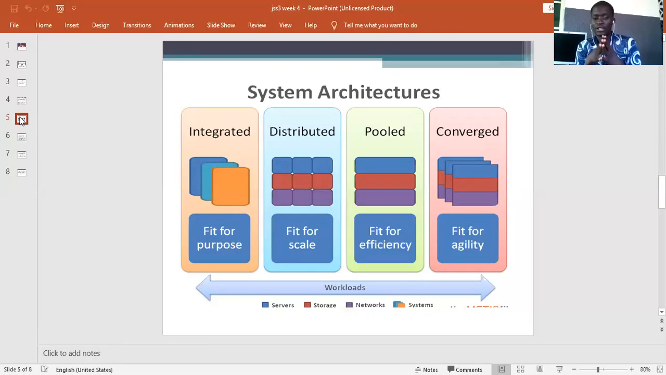I repeat again: integrated, that is to say, fit for purpose. Number two, distributed, fit for scale. Three, pooled, fit for efficiency. Then converged, fit for agility. Now, I want to talk about fit for purpose. It's quite different from fit for scale. Likewise, it's quite different from fit for efficiency, and at the same time quite different from fit for agility. Let's break it down.